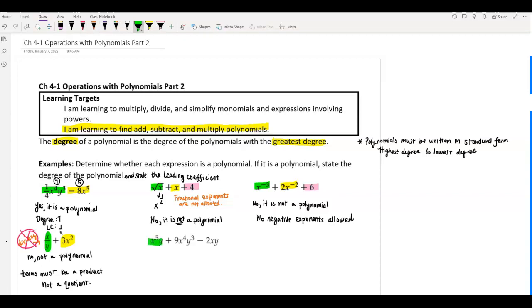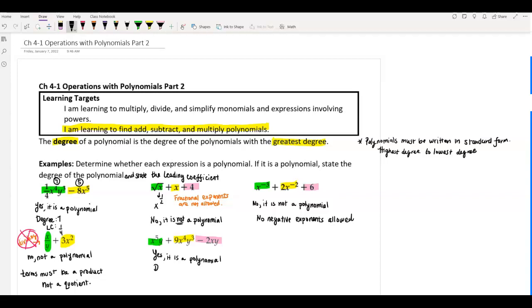We have one term, two terms, three terms. Do we have any negative or fractional exponents? Not that I can see. Are we dividing any terms? Nope. So that means, yes, it is a polynomial, finally. So we'll say, yes, it is a polynomial.